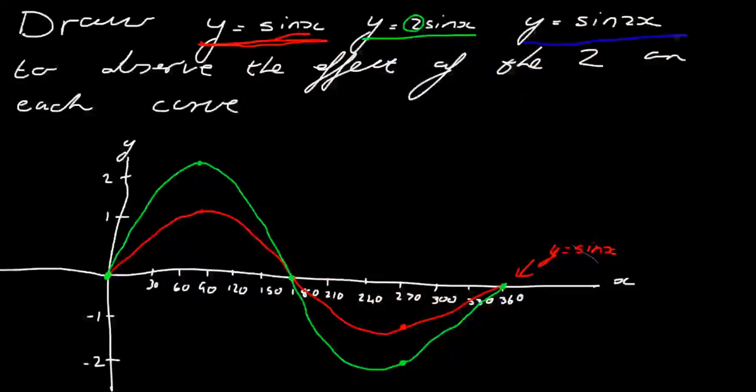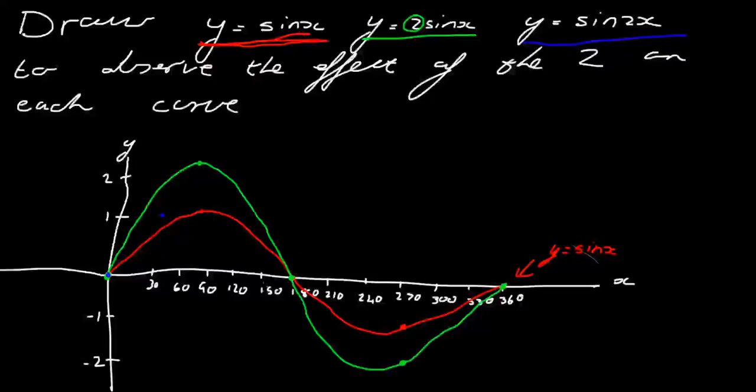Okay, so let's draw that one. y equals sine 2x is exactly like sine x, except it's squished. It's squished, so all the points are going to be half the distance that they were at. So instead of being 1 at 90 degrees, sine 2x is 1 at 45 degrees.